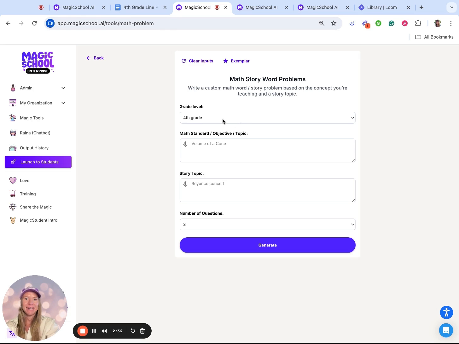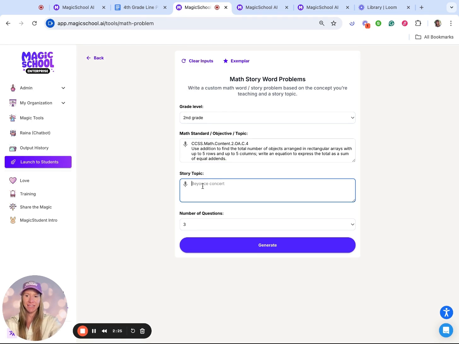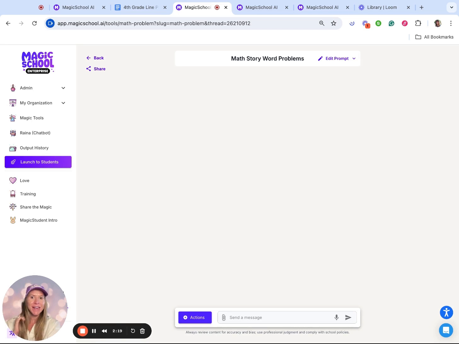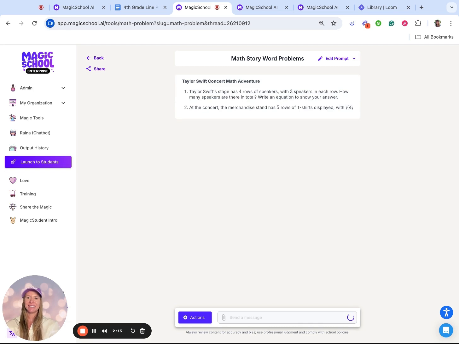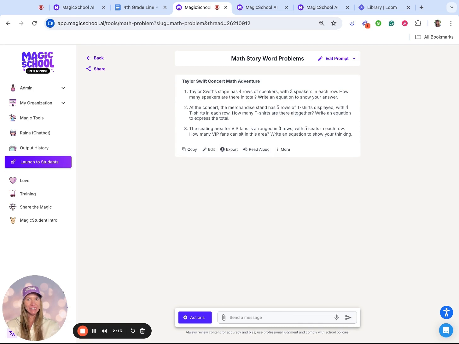Our next tool we're looking at is Math Story Word Problems. It's a great way to make things relevant. I'm going to choose a second grade Common Core Standard talking about a rectangular array. And then my story concept is going to be a Taylor Swift concert. Once I click on generate, we should realize in a matter of seconds, I have three separate Taylor Swift concert math adventures that all have to do with creating arrays.